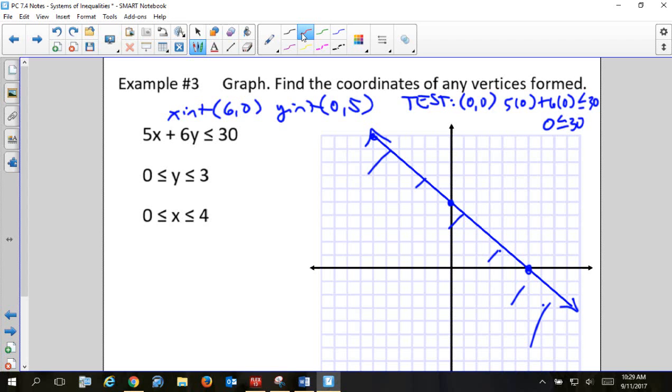Now the next equation, y is between 0 and 3. This is actually two inequalities. It's that y is greater than or equal to 0 and y is less than or equal to 3. What's it called when they go together?